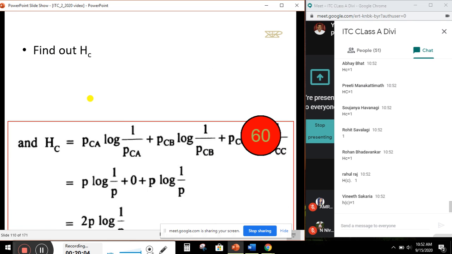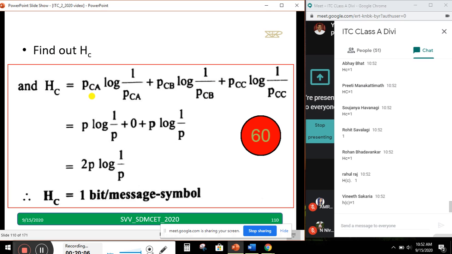So find out SC. SC is equal to 1 bit per message symbol. I think Vineet, Varsha, so all are telling. Those who have completed, find out H equal to now. Devidas 1, SC equal to. And those who have completed HA, HB, HC, you find out H equal to.